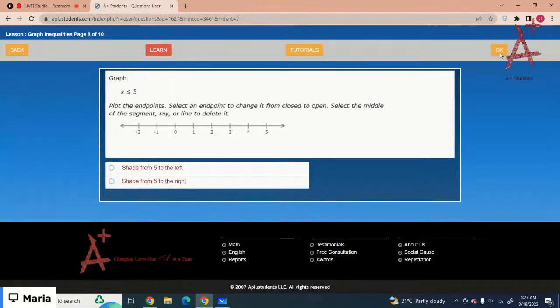Okay, the next one is x is less than or equal to 5. Again, it's a less, that means it is on the left side of the 5. Got it? So shade from 5 to the left. Got it? So it would be shade from 5 to the left.